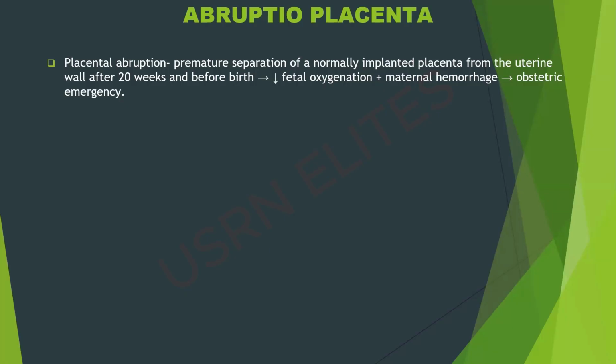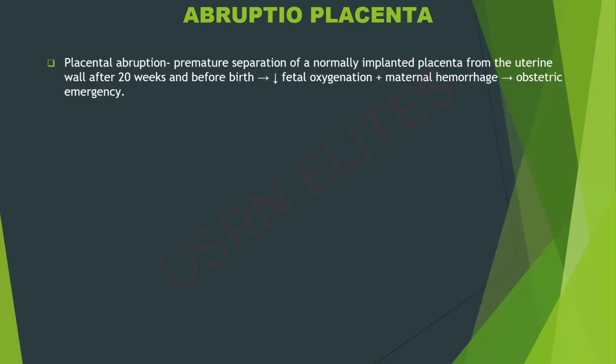When we talk of placental abruption, it comes from the word abrupt. Abrupt means what? Sudden. Something that occurs suddenly. So if we are having premature separation of the placenta, this one is normally placed at the fundus, high in the uterus.